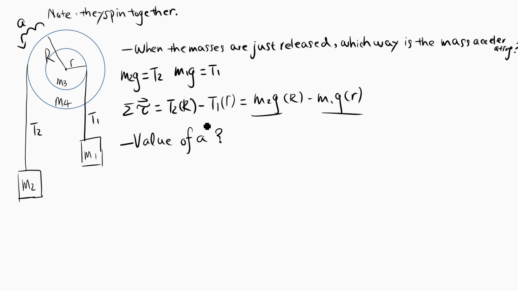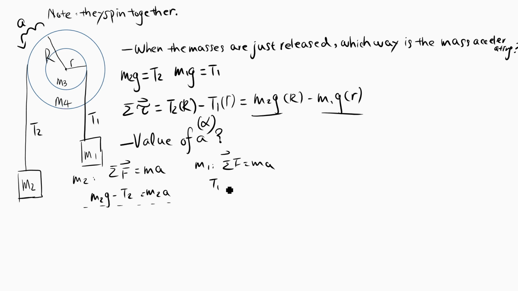So here we really try to find first alpha, the angular acceleration. Similarly, we apply the linear behavior and the rotational behavior to this system. First, for m2, this is extremely basic: sum of the forces, ma, so m2g minus T2 is equal to m2a. m1 is pretty easy as well, the stuff we've been doing a lot: T1 minus m1g is equal to m1a.